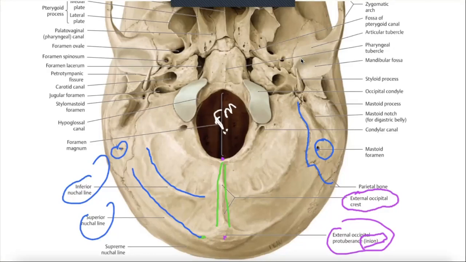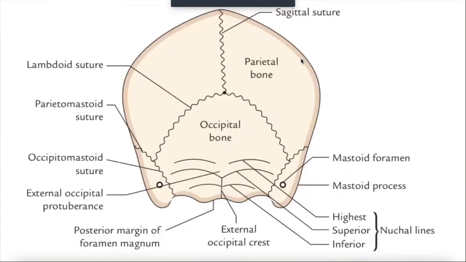This is the diagram which has all the features, right? Parietal bones, two parietal bones, an occipital bone, and the mastoid part of the temporal bones, lambda and parietomastoid suture and occipitomastoid suture, external occipital protuberance, crest, superior nuchal line, inferior nuchal line, highest or supreme nuchal line, right? And the prominent part of this is called the inion, and there is the mastoid foramen.